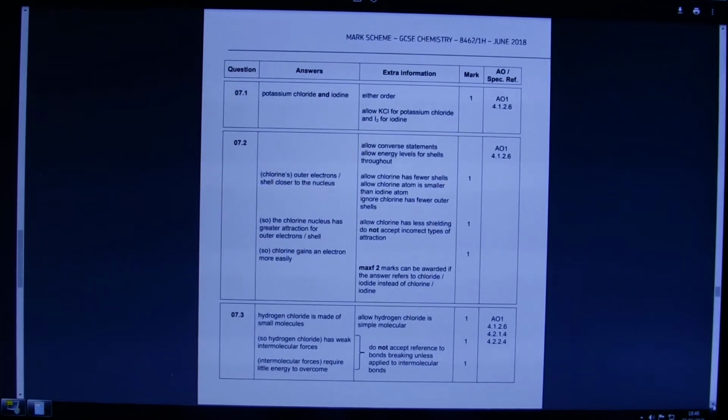It's like asking whether the knight on a chessboard moves one place right and then two forwards, or two forwards and then one right. Potassium chloride and iodine.